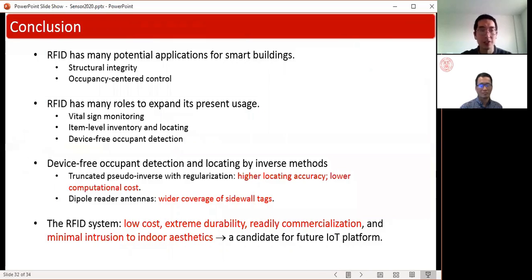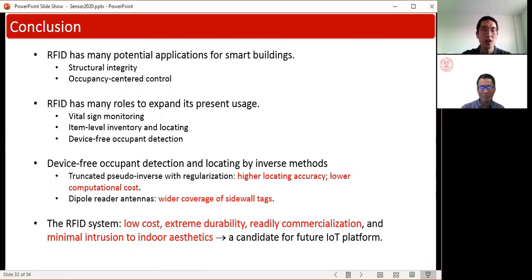To summarize our presentation, RFID has many potential applications for smart buildings, including structural integrity examination and occupancy-centered control. RFID can also be used for vital sign monitoring, item-level inventory and locating, and device-free occupant detection to expand its present usage. In particular, we use the truncated pseudo-inverse solution with regularization, which provides higher locating accuracy and lower computational costs than conventional methods to achieve device-free object detection. Dipole reader antennas enable a wider coverage of sidewall tags.